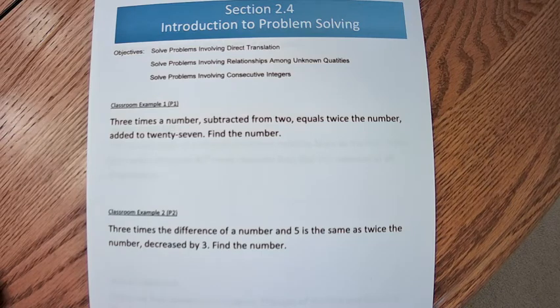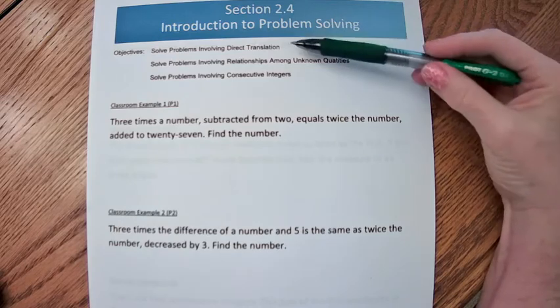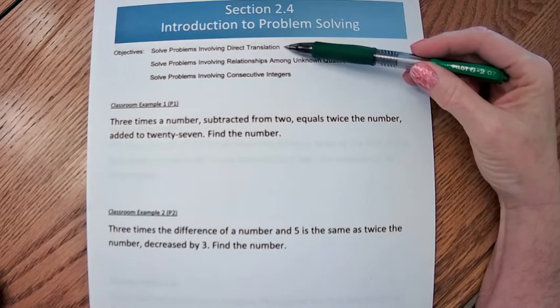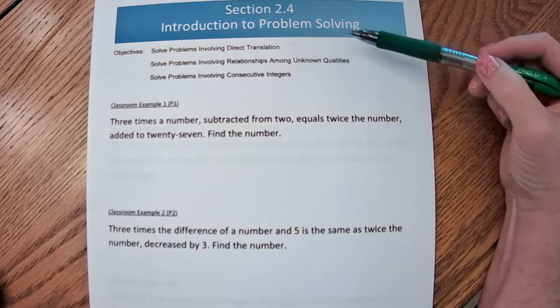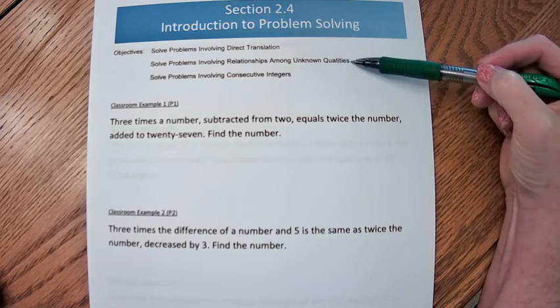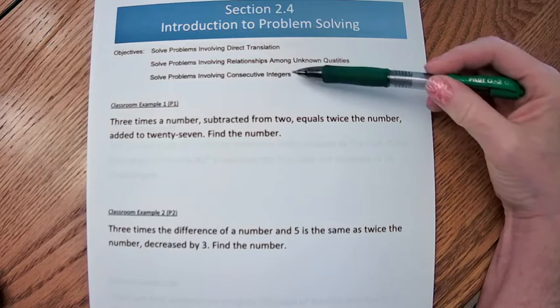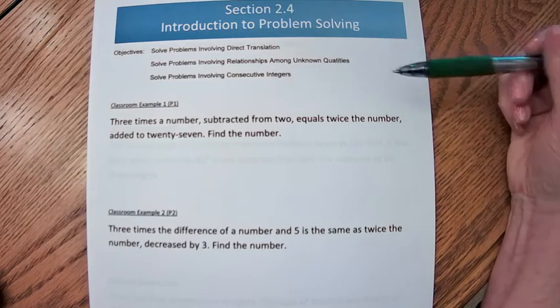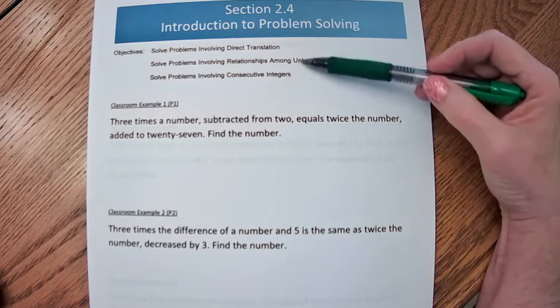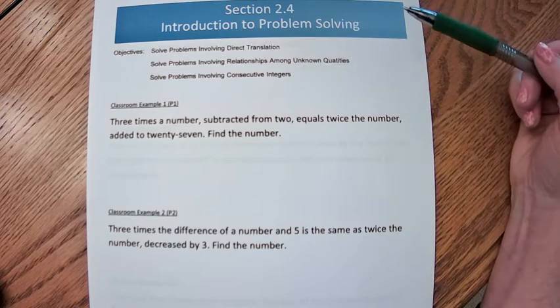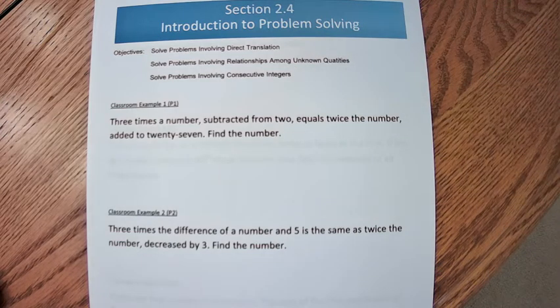So now in section 2.4, we're going to look at some typical types of problems where we'll use algebra to solve them. So direct translation problems, and then how to solve problems that involve relations to unknown quantities. That was your two pieces add up to a total, and then consecutive integer problems. So in the last section I started you modeling on these, but now we're actually going to solve them.